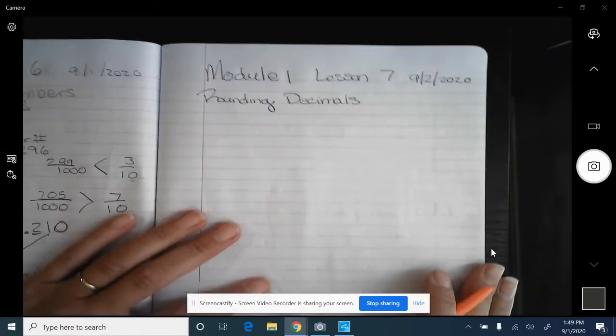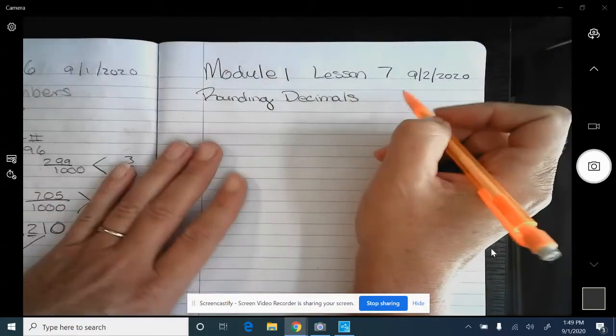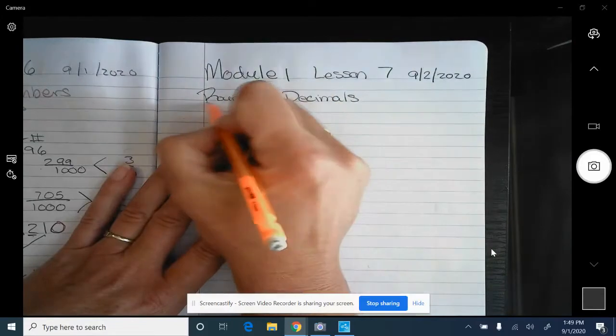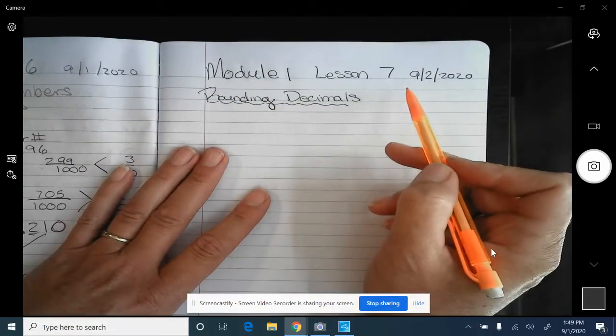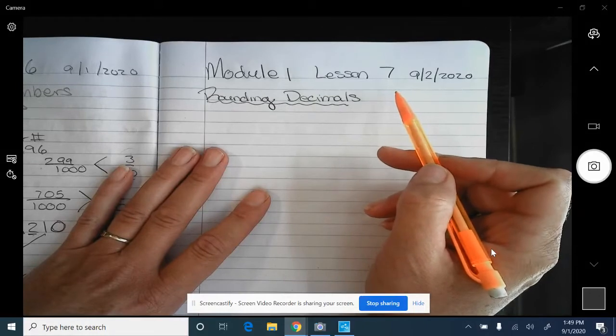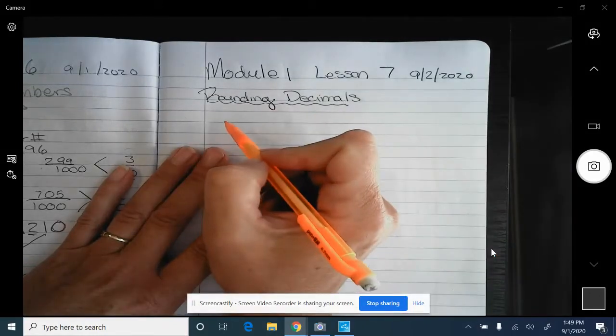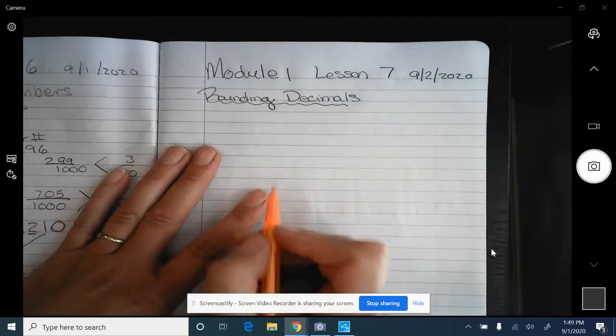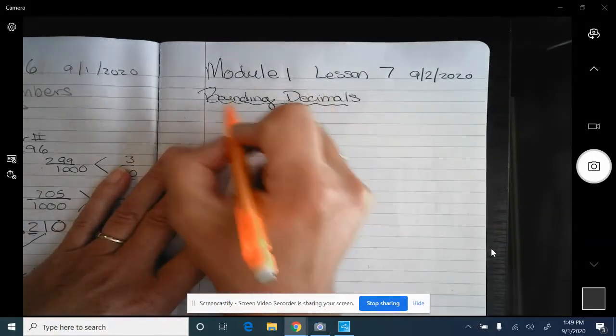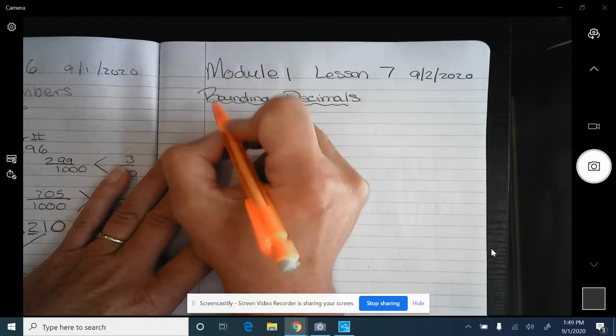Okay, we are going to do Module 1, Lesson 1, Rounding Decimals. This is for September 2nd, 2020. I'm going to write down a little poem that should really help you with rounding decimals. And then I'll teach you the way that Eureka Math is teaching us, okay?